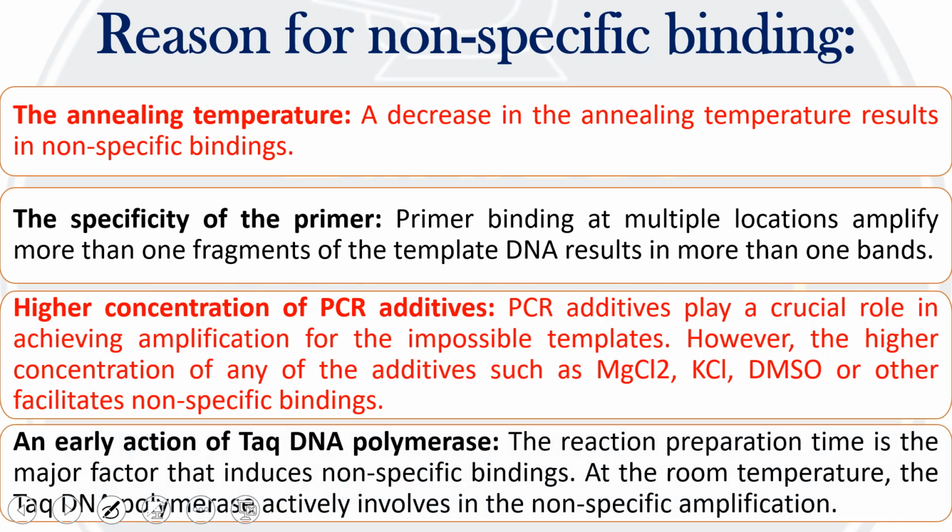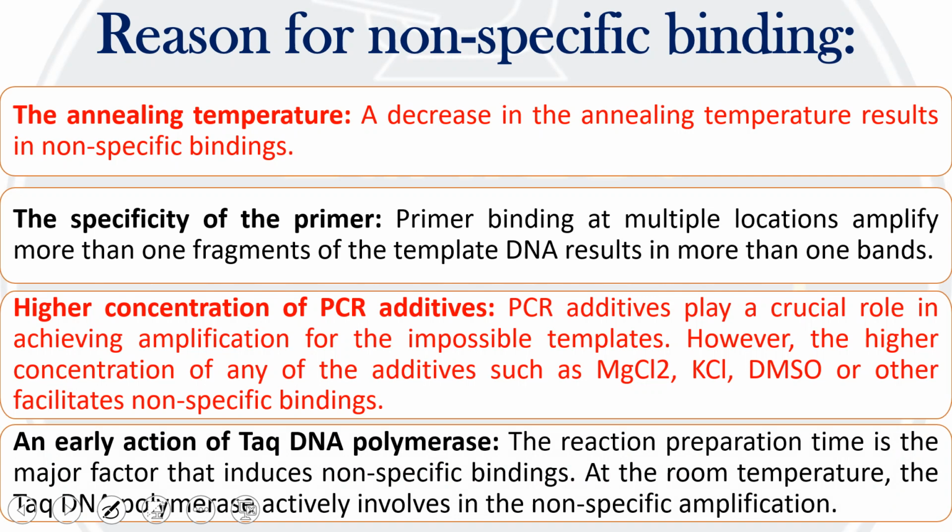And the fourth is the early action of Taq DNA polymerase. Taq DNA polymerase is a thermostable DNA polymerase, which normally elongates the primer. Once the primer binds, it will elongate the primer. So the reaction preparation time is a major factor that induces non-specific binding. At room temperature, the Taq DNA polymerase actively takes part in non-specific amplification. So these are the 4 major reasons why non-specific binding and non-specific extension occur.